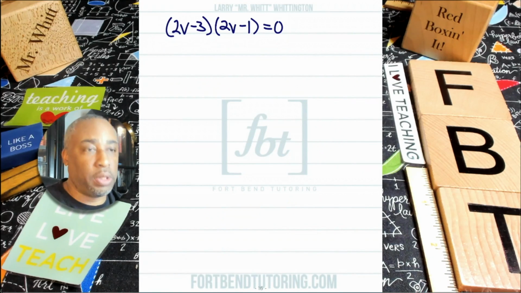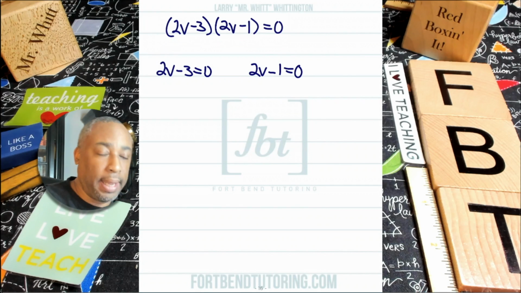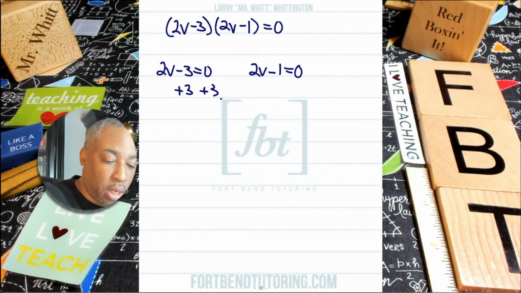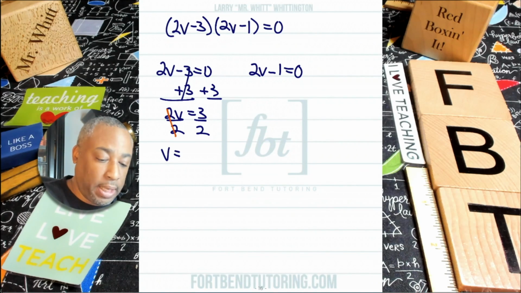We'll set both factors equal to 0. We'll have 2v minus 3 equals 0, and 2v minus 1 equals 0. And then we will solve for v. Adding 3 to both sides, I'll have 2v equals 3. Go ahead and divide both sides by 2. That simplifies to give us v equals 3 halves.